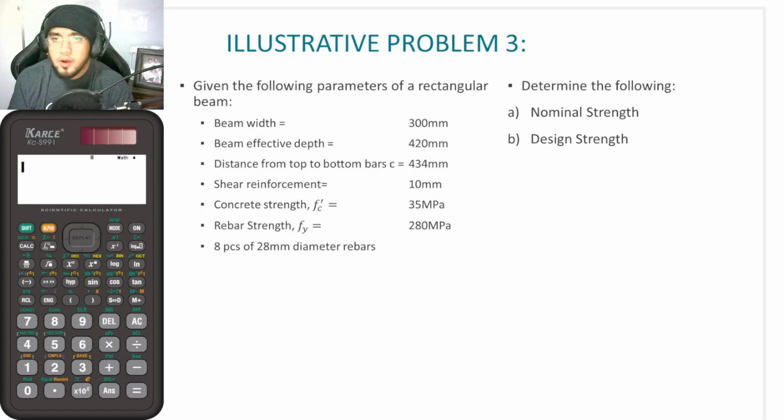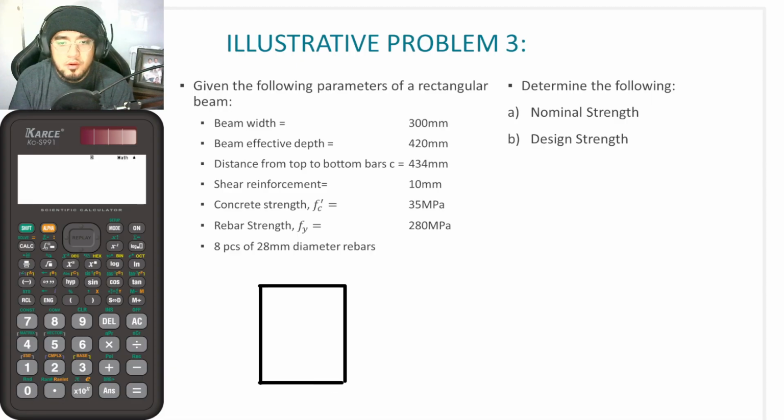Okay, so let us now have another example here. For illustrative problem 3, given the following parameters, we would now be determining the following. We would be determining the nominal strength and the design strength of this particular beam. The first thing that I will do is draw what the beam would possibly look like. But then again, I will not draw the details of this.